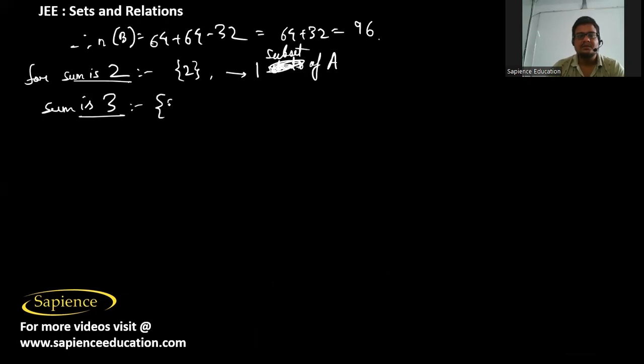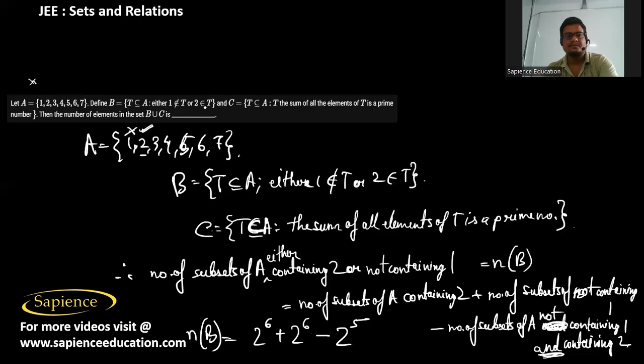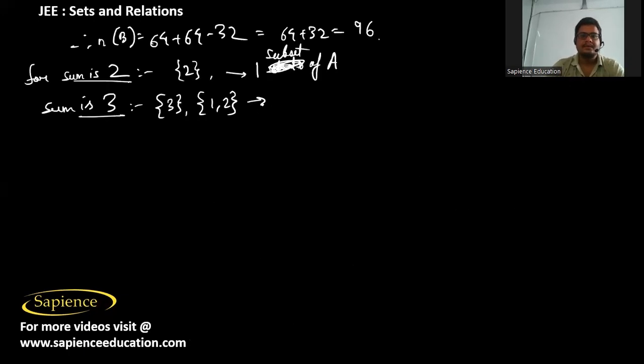So here we can take 3, or we can take 1 and 2. So here we have two subsets of A where the sum of the elements should be a prime number. The sum of the elements of the subset of A should be a prime number. So that we have to check.